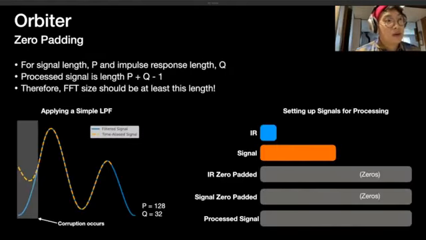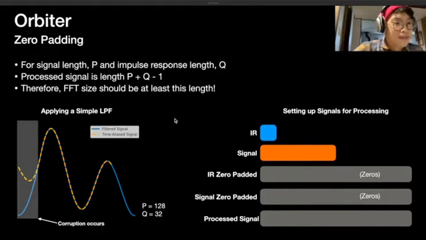The next thing I want to talk about is zero padding. Remember that in the past couple of slides, the number of samples in the processed output is actually not the same as the number of samples in the input. That's because if you have a signal length of p and an impulse response length of q, when you convolve the two signals, the processed signal length is going to be p plus q minus 1. And so the FFT size that you use should be at least that length.